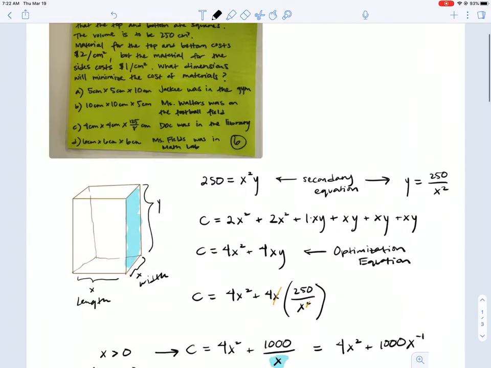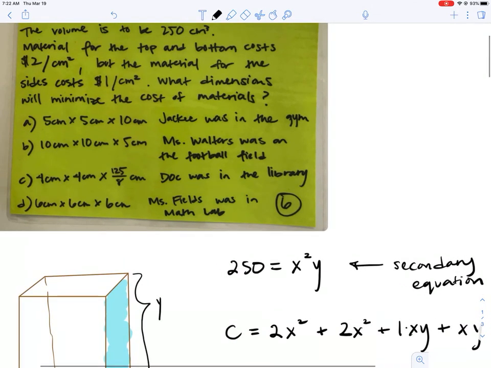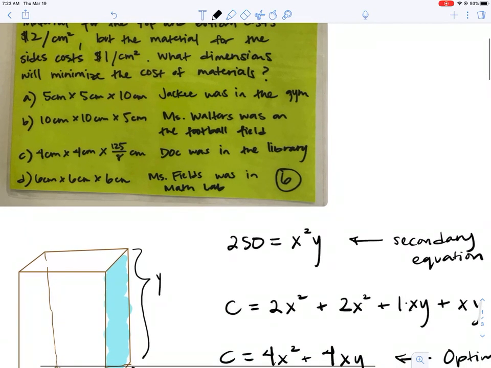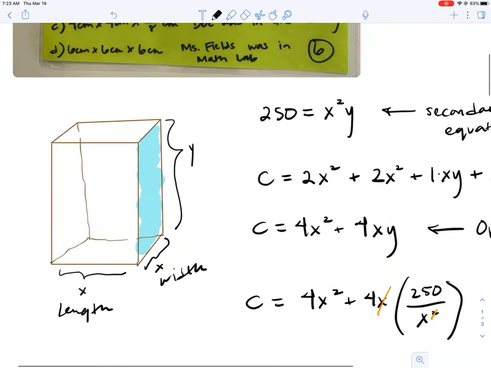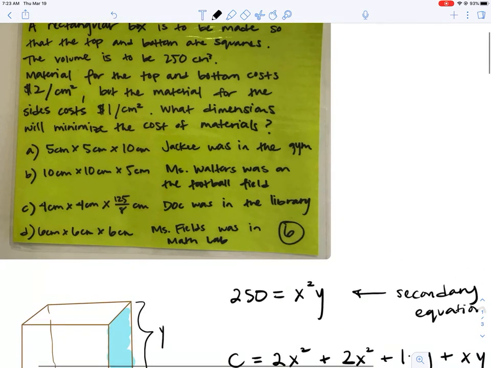Let's double check what the question is asking for. And these are multiple choice, so you don't technically have to write a sentence for them, but if you were making your screencast, you would want to write a sentence. So it says, what dimensions will minimize the cost of the materials? Well, we know the length and the width are going to be 5 centimeters. So it looks like A is going to be our answer here.